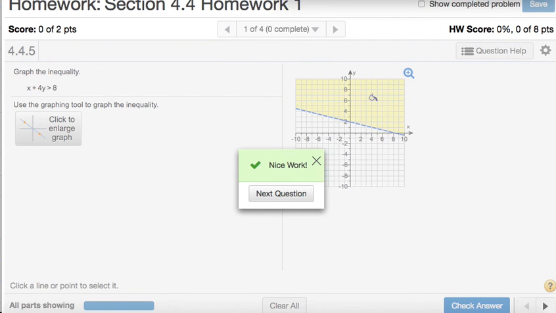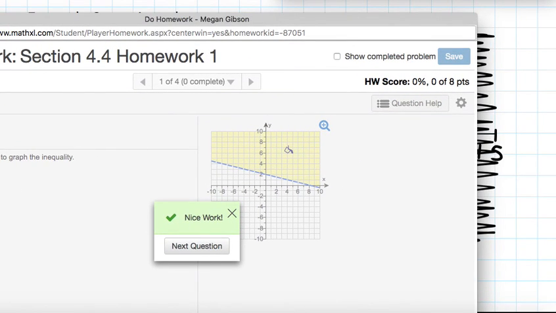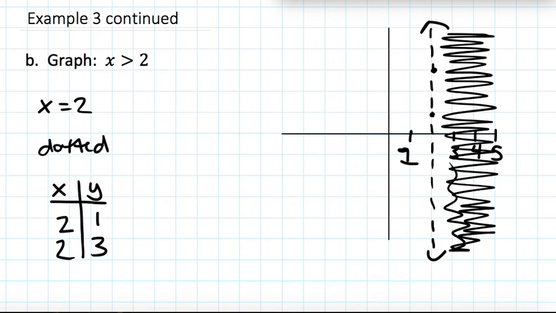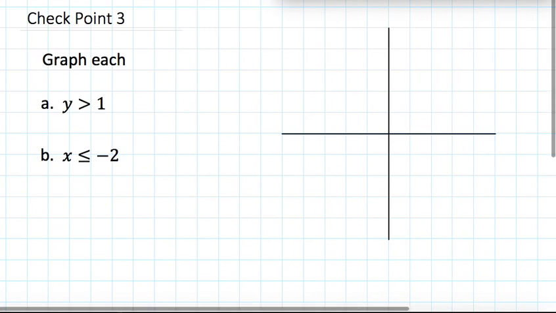So what you should do next is checkpoint 3. There's again part A and part B for that. So do this problem in your notes, check your answer with the notes that are posted, and then you can move on to the homework.